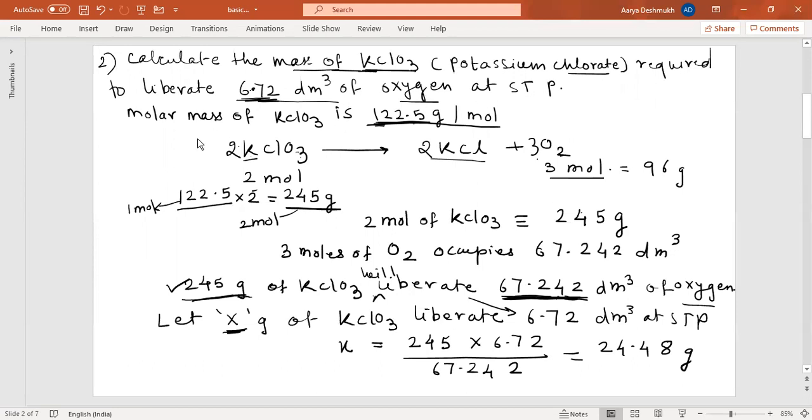Okay, so in such type of problems, you just have to first write down the balanced equation, then find out the number of moles, then 1 mole will be equal to its molar mass, and then convert those molar masses and apply these molar masses to the balanced equation, and then do the remaining part.